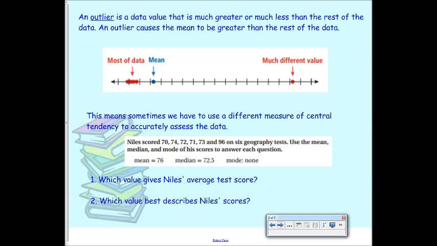So just keep in mind, sometimes outliers can sort of throw off your data. It doesn't make it wrong. It's still correct that his mean was a 76, but that's probably higher than it should have been, given that he had a 96 on one of those tests.